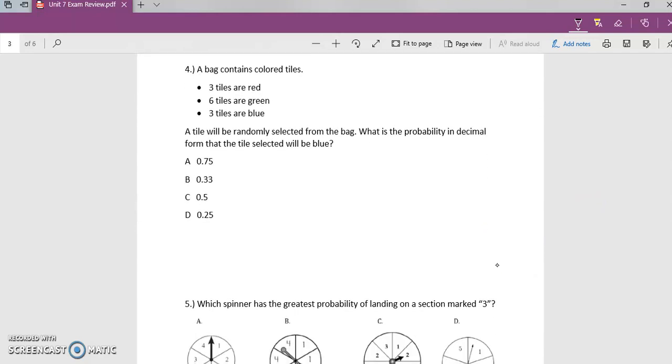Okay, a bag contains colored tiles. So 3 are red, 6 are green, and 3 more are blue. It says a tile will be randomly selected from the bag. What is the probability in decimal form, so that's important right there, decimal form, that the tile selected will be blue? Okay, so again, we need to find the total here. So it's 3 reds, 6 greens, and 3 more that are blue. 3 plus 6 is 9, 9 plus 3 is 12. So I have 12 total tiles.